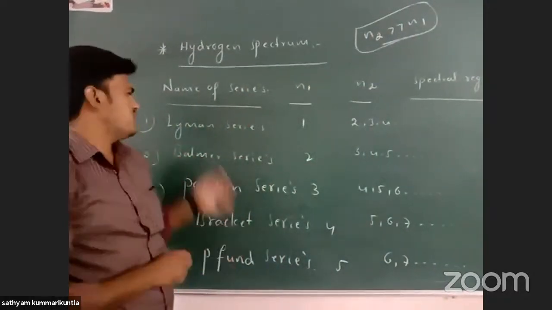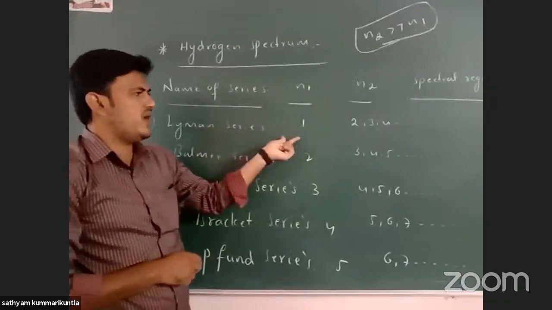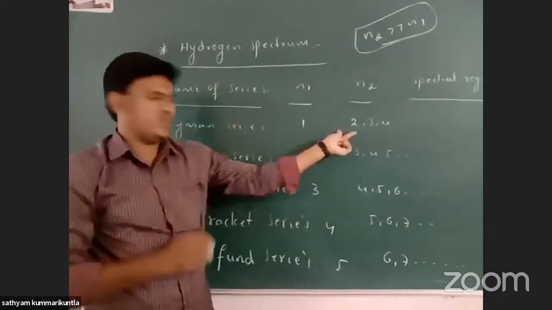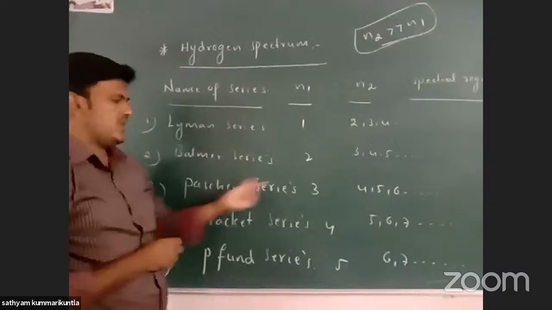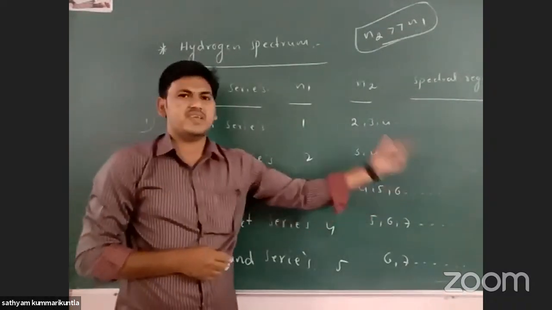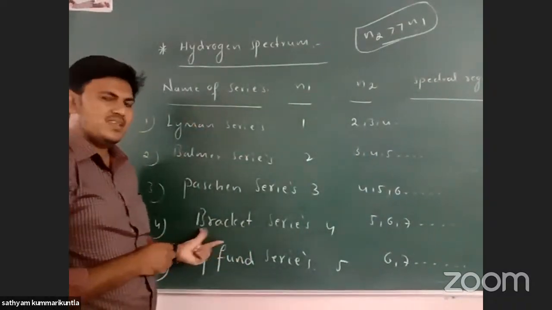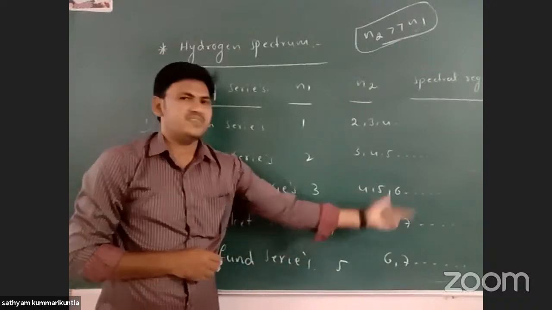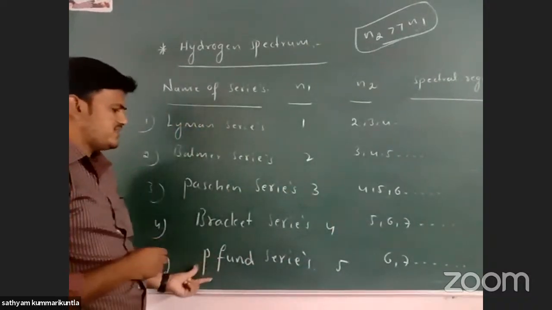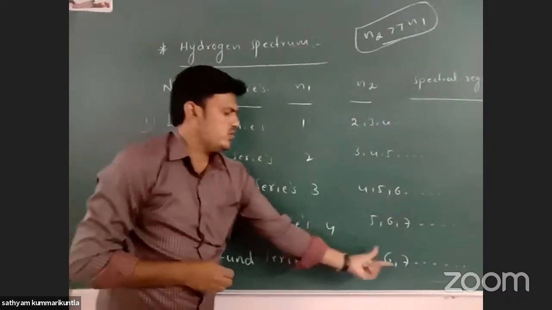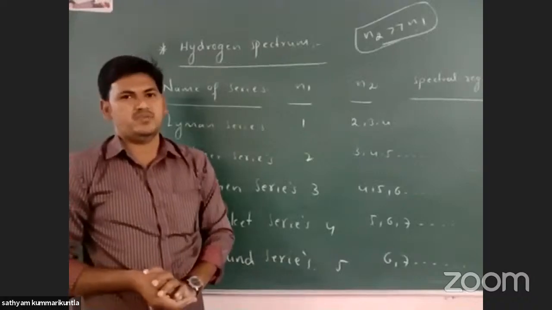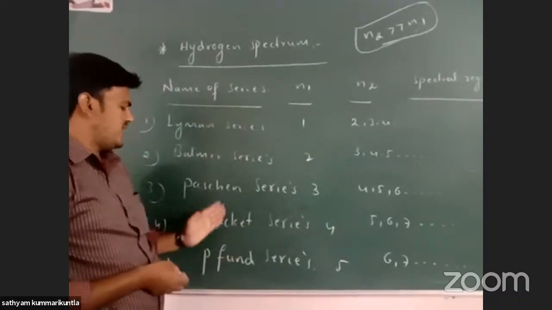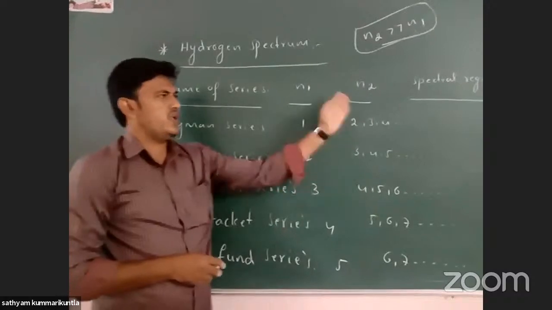Okay, clear? So in Lyman series, N1 is equal to 1 and N2 is equal to 2, 3, 4, etc. In Balmer series, N1 is equal to 2, N2 3, 4, 5, etc. Next, Paschen series, N1 is equal to 3, N2 4, 5, 6, etc. Next, Brackett series, N1 is equal to 4, N2 5, 6, 7, etc. Next, Pfund series, N1 is equal to 5, N2 6, 7, etc. Because N2 is always greater than that of N1. So Lyman, Balmer, Paschen, Brackett, Pfund series, N1 values, N2 values.